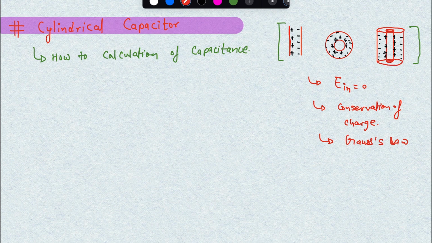All right, so I was saying that if you want to find out the charge distribution, these are some ways in which you can find it out. Just equate the electric field inside to be 0, then conservation of charge, and then Gauss law. Maybe sometimes it can help.